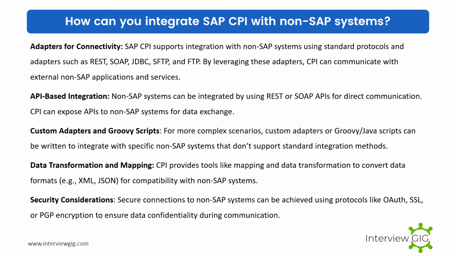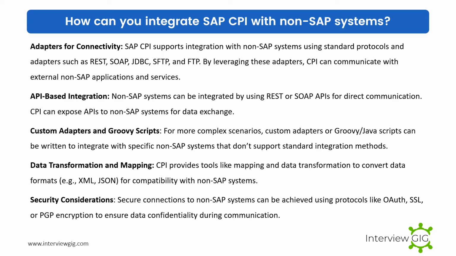How can you integrate SAP CPI with non-SAP systems? Adapters for connectivity. SAP CPI supports integration with non-SAP systems using standard protocols and adapters such as REST, SOAP, JDBC, SFTP, and FTP. By leveraging these adapters, CPI can communicate with external non-SAP applications and services. API-based integration. Non-SAP systems can be integrated by using REST or SOAP APIs for direct communication. CPI can expose APIs to non-SAP systems for data exchange.